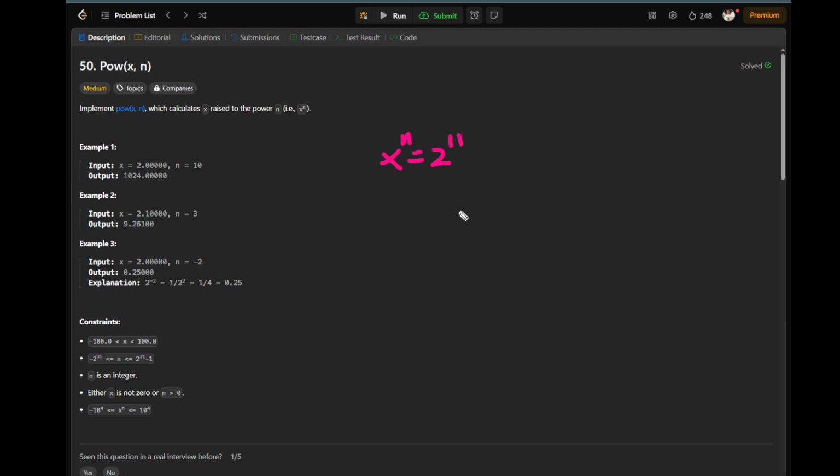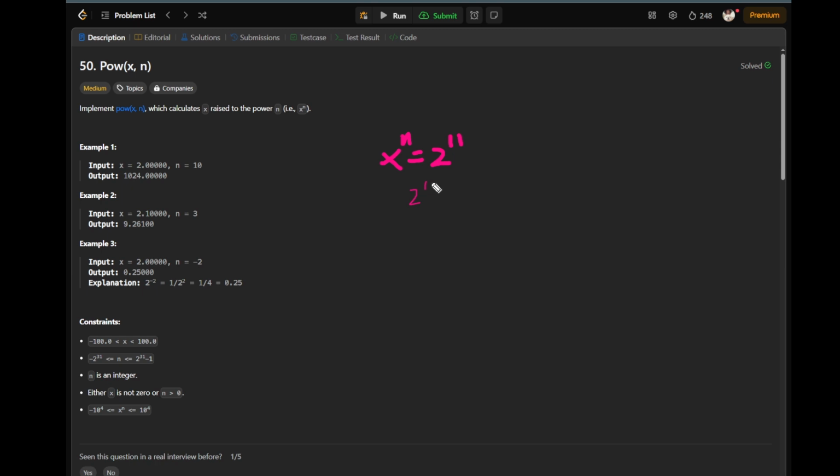power of 11. The brute force way to do this is to do 2 times 2 times 2 dot dot dot, 11 times. This is O of n, which is really slow if you have the constraints being 2 to the power of 31. So how do we do this more efficiently?